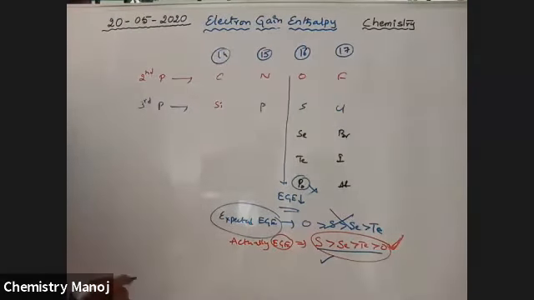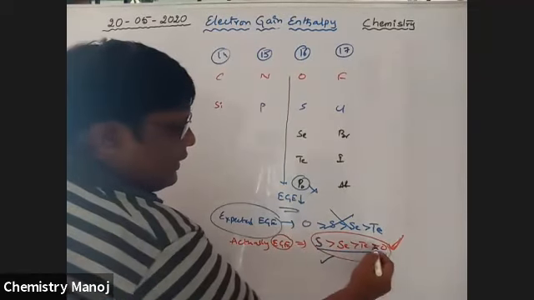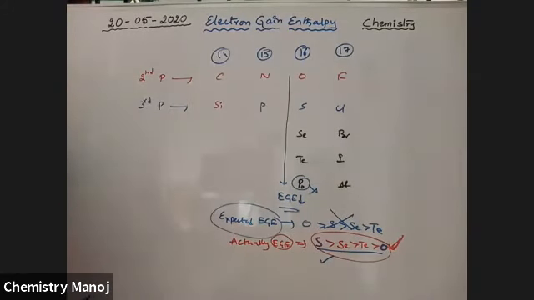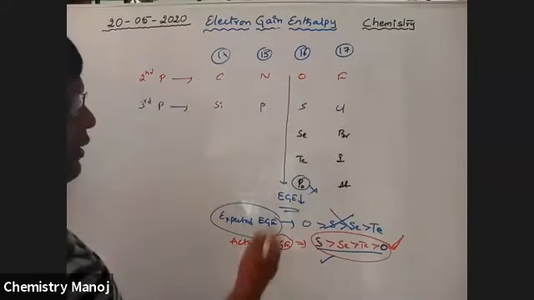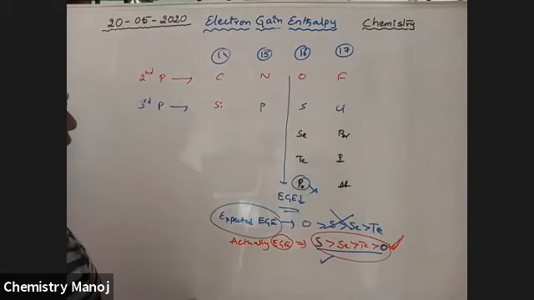Our expectation is wrong. That means the electron affinity of sulfur is greater than that of oxygen. Why, sir? Why? So see here. Altogether I will give a single reasoning. Similarly, it is for the 16th group.